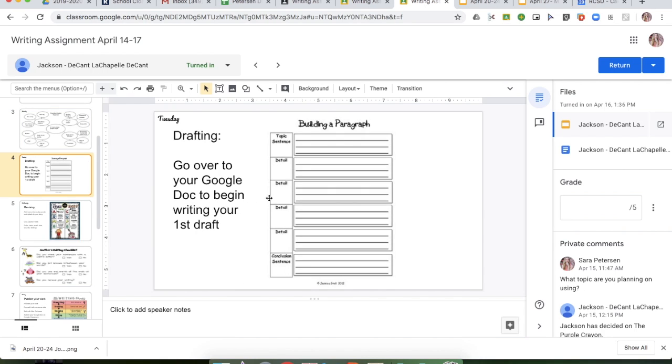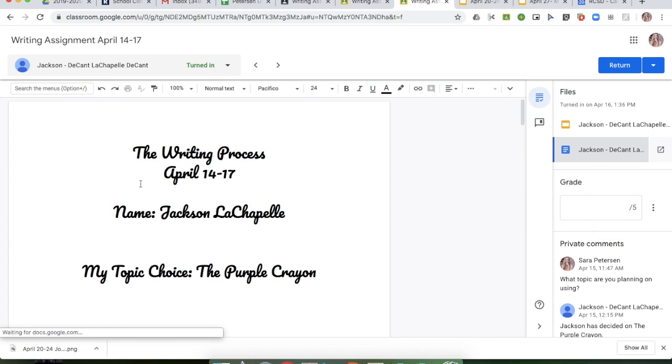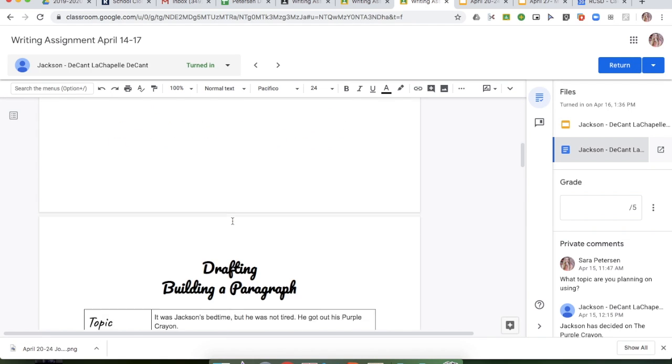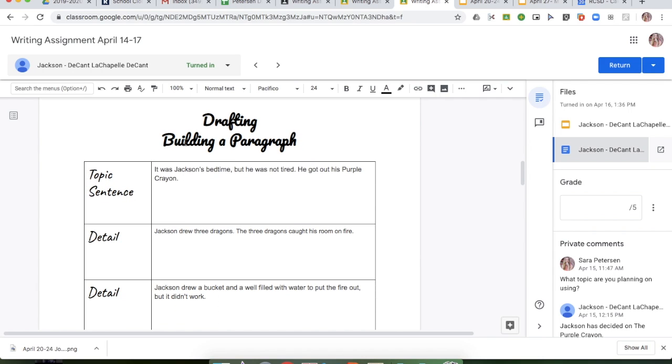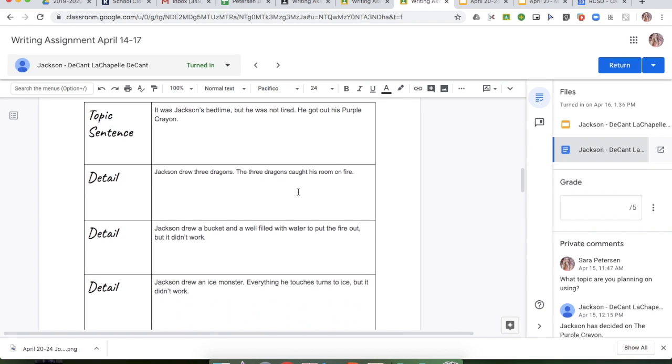So he went over to his Google Doc, which is right over here. He went over to his Google Doc and started writing. So he made sure his name was on it and his topic choice. It's very difficult for me when you don't choose your topic. He started building a paragraph. He came up with a topic sentence. He came up with all the details.